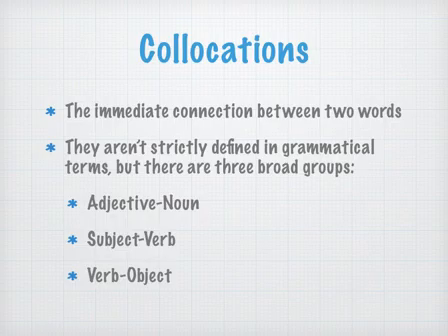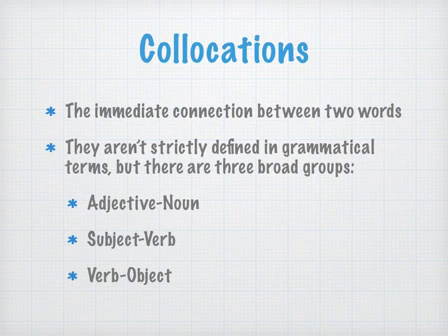For example, you can have things like make and bed. The verb goes with the object here. You never say do the bed. You always say make the bed. You never say do the tea. You always say make the tea. You never say make the dishes. You always say do the dishes.